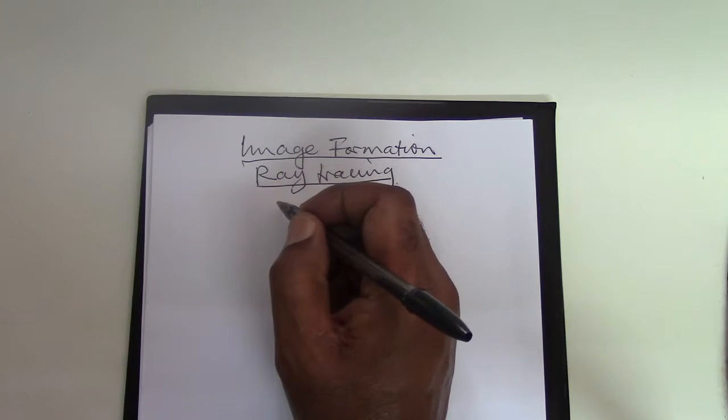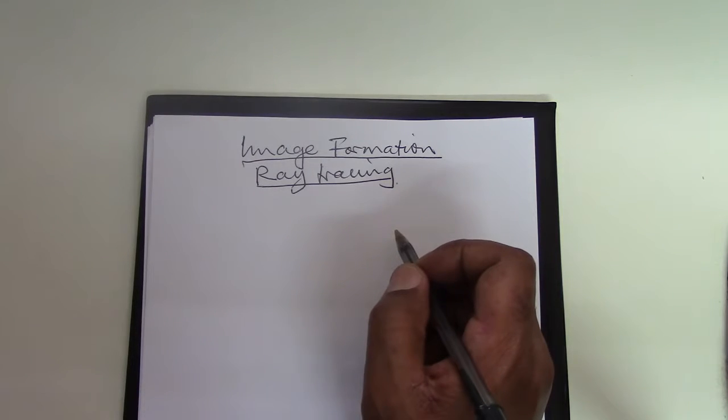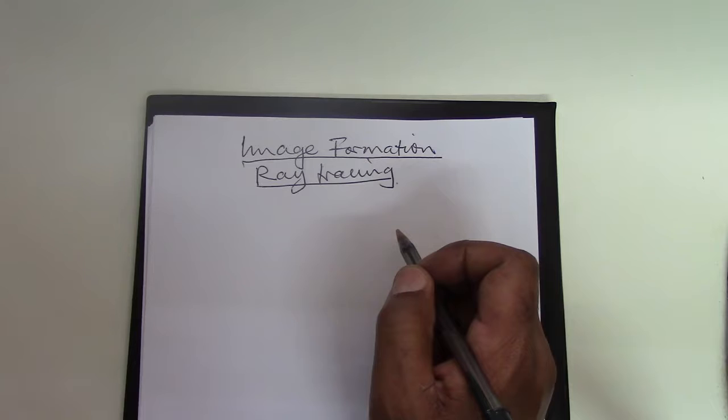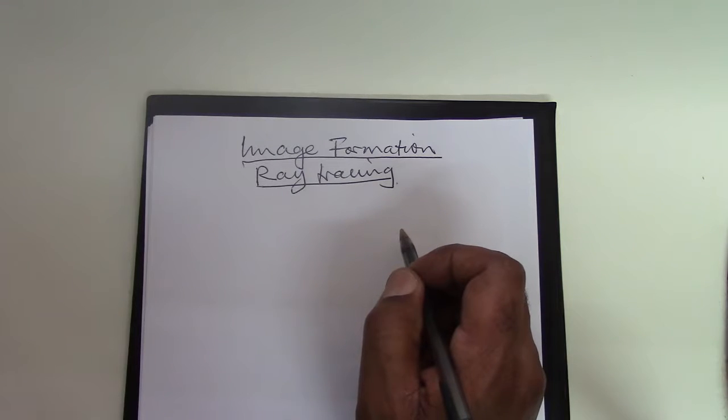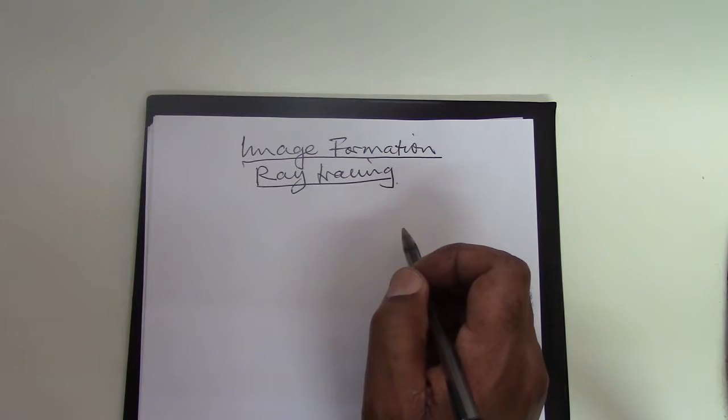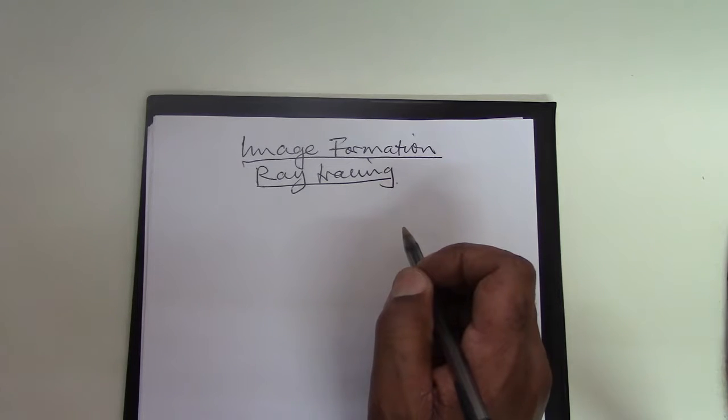Now, in order to locate the position of the image that a mirror can form, we need to find a point where rays drawn from the tip or any part of an object converge after reflecting from the mirror. Normally, three principal rays are used. Just like what we did with lenses, the same we do with mirrors.